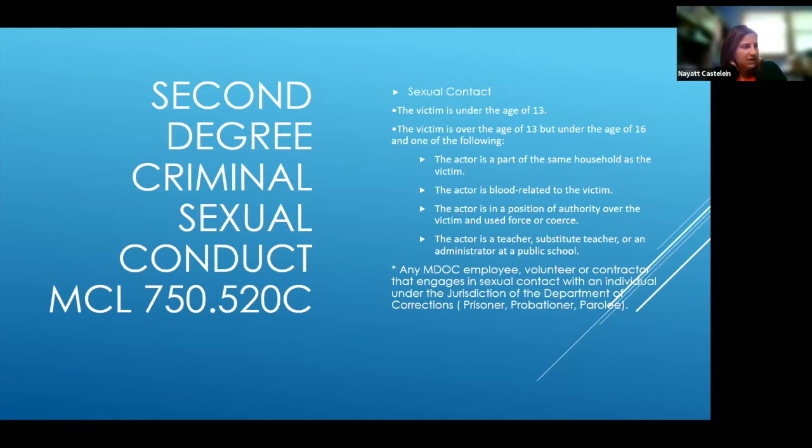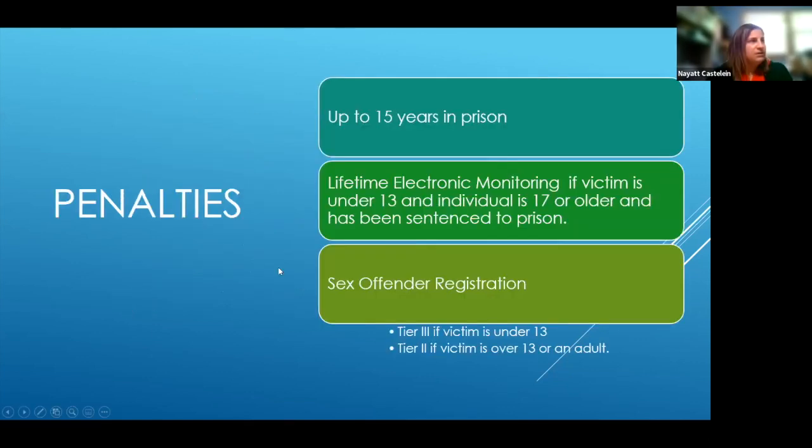Also with the CSC second degree, that's going to get into the penalties. It is up to 15 years in prison. Also, the lifetime electronic monitoring does apply as well if they go to prison and then they get paroled. Because it is a probationary offense, if the offender gets probation, they wouldn't have to do the lifetime electronic monitoring, but if their probation gets revoked and they get sent to prison and then they parole, they would have to do the lifetime electronic monitoring. But it has to be charged as a CSC second degree, victim under 13 and individual 17 and over. That has to be part of the conviction in order for lifetime electronic monitoring to apply.